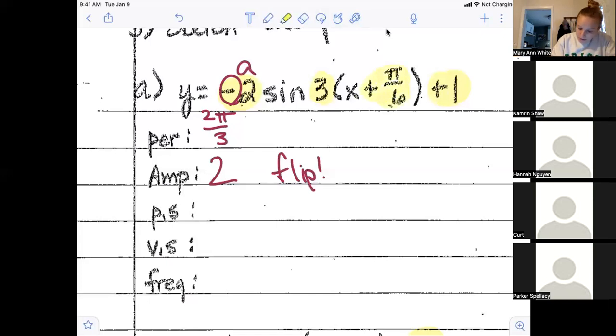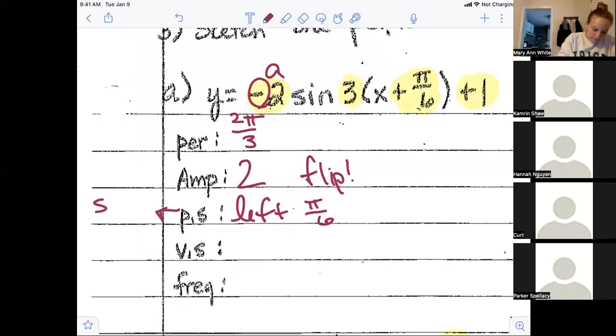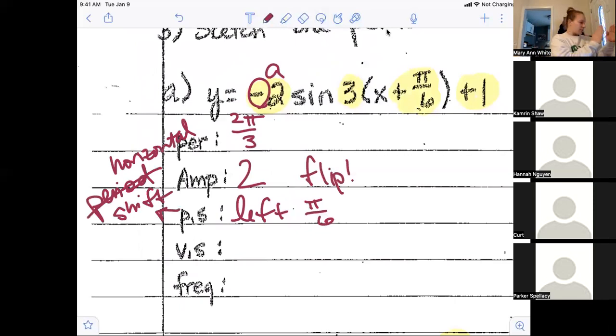My plus pi over 6, we just did a bunch of examples like that. That means I'm going left pi over 6. The PS means period shift. And instead of thinking of it as a period shift, you can call it a horizontal shift if that makes you happier, because you're just moving it left and right. That's just shifting your whole cycle. And then VS means vertical shift.